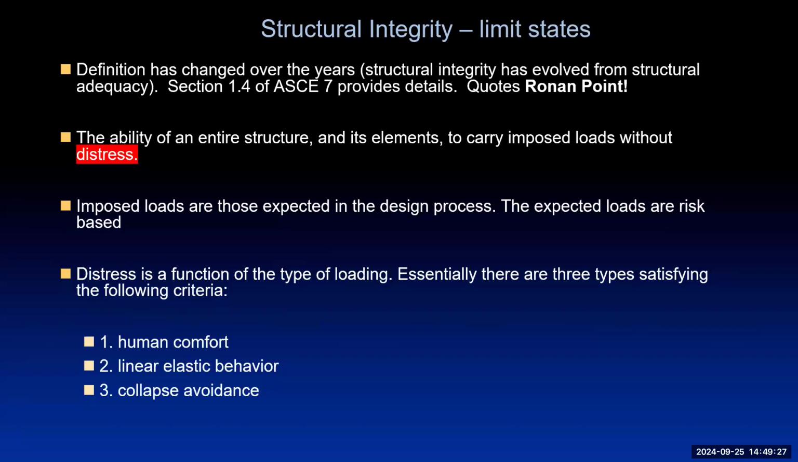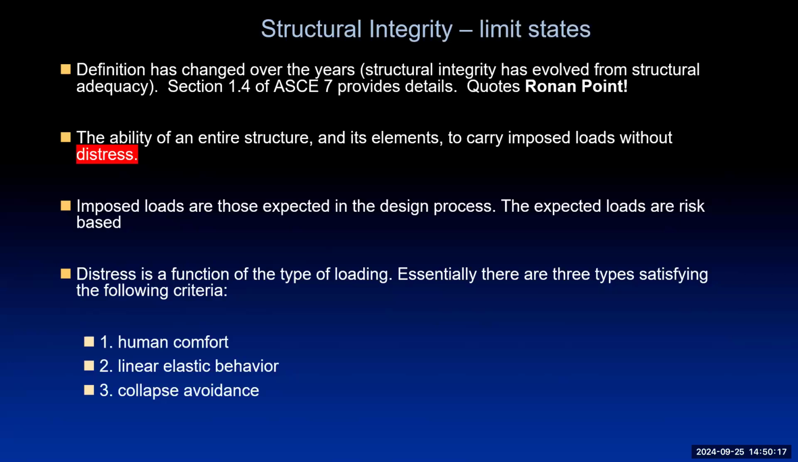Going into detail, structural integrity. We have limit states. The US doesn't have limit states. Europe does. So there are different limit states for structural integrity. Additionally, the definition has changed. So, as I say, ASCE 7 actually quotes Ronan Point. Secondly, we need the structure to be able to carry imposed loads without distress. The imposed loads are those expected in the design process, and they are risk-based.